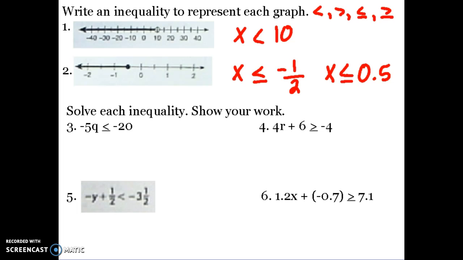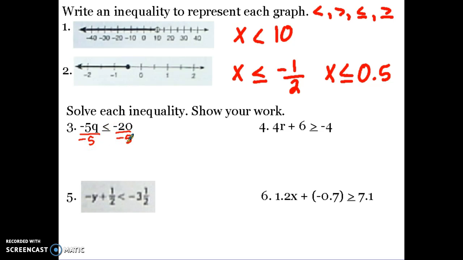Solve each inequality. Show your work. For number 3, I have negative 5q is less than or equal to negative 20. That means negative 5 times q. I have to do the inverse of multiplication, which is division. So I'm going to divide by negative 5.